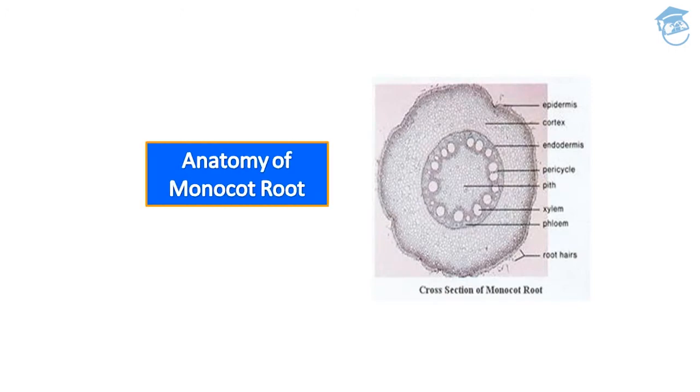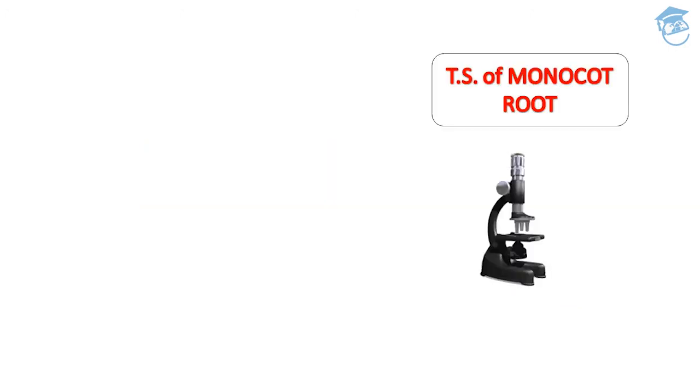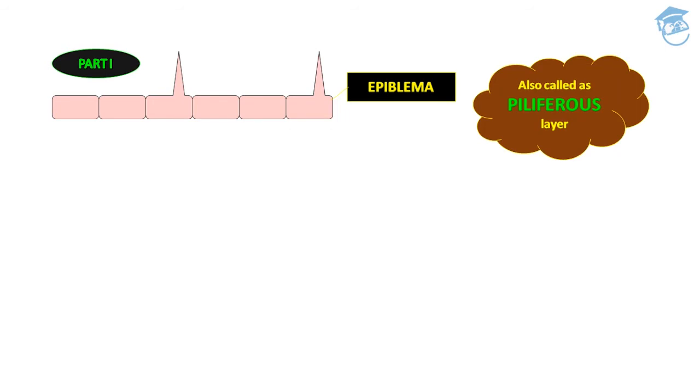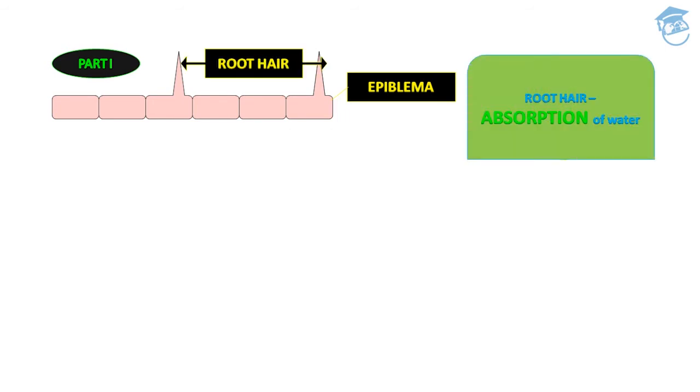Now we'll talk about the anatomy of monocot root, students. For better understanding of tissue organization of a root, it is convenient to study the transverse section of the mature zone of the root. Okay, so this is it. Let us study the anatomical features of monocot root from out to in. See, this is the epiblema, and it has root hairs. That's why it is called the piliferous layer, and it helps in the absorption of water and mineral ions.